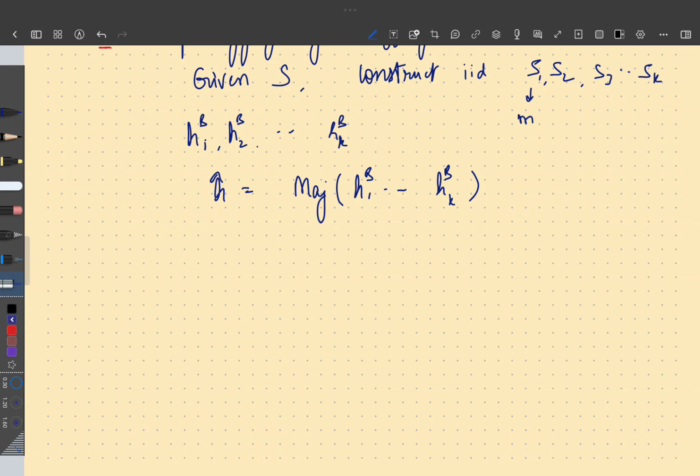Are all those Sis pairwise disjoint? No, they're not. In fact, even within an Si, you could sample the same data point multiple times from S. That can also happen. Right now, this is a heuristic method. We are not going to really analyze bagging in much detail, but we'll use this as intuition to develop boosting.